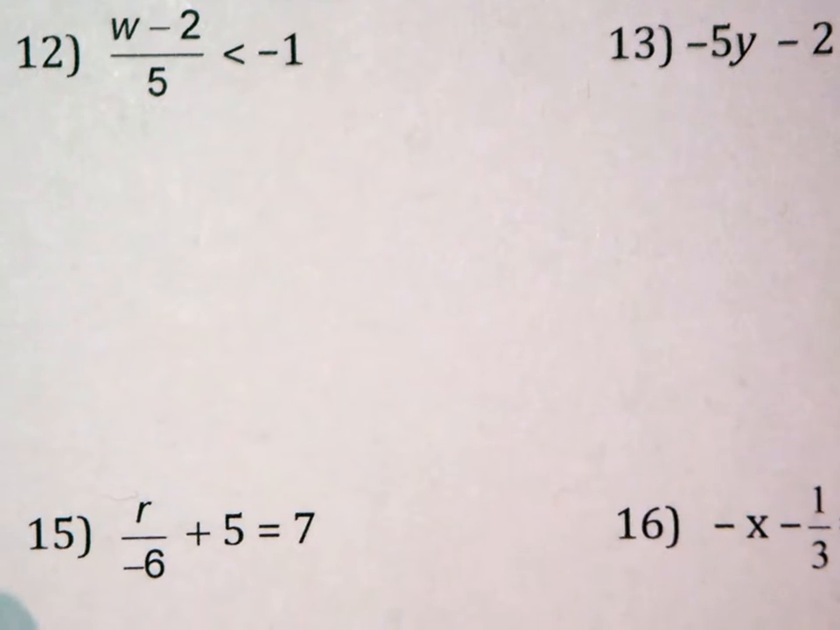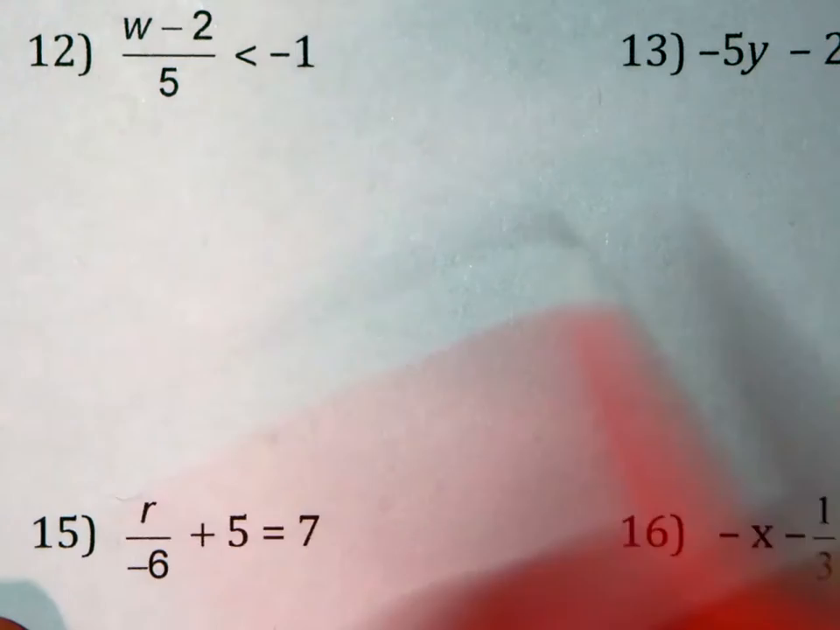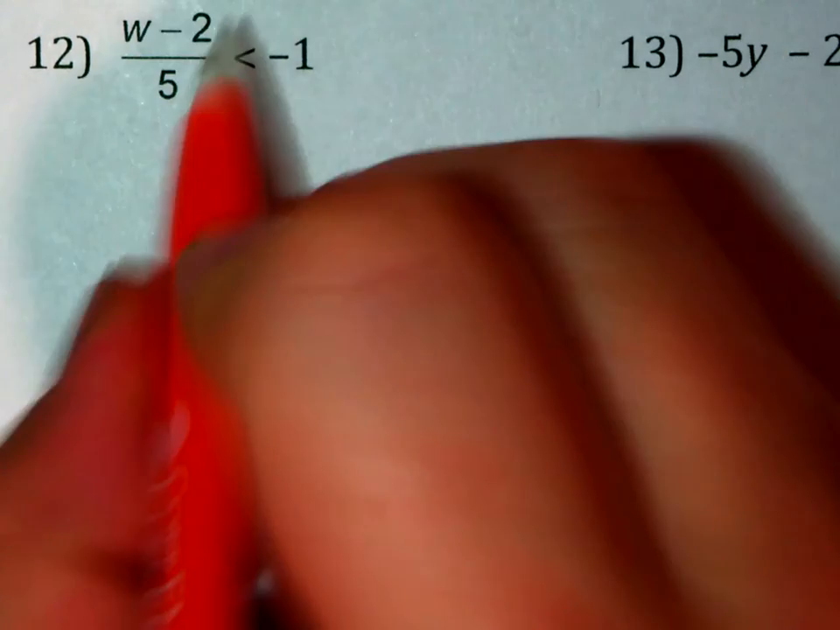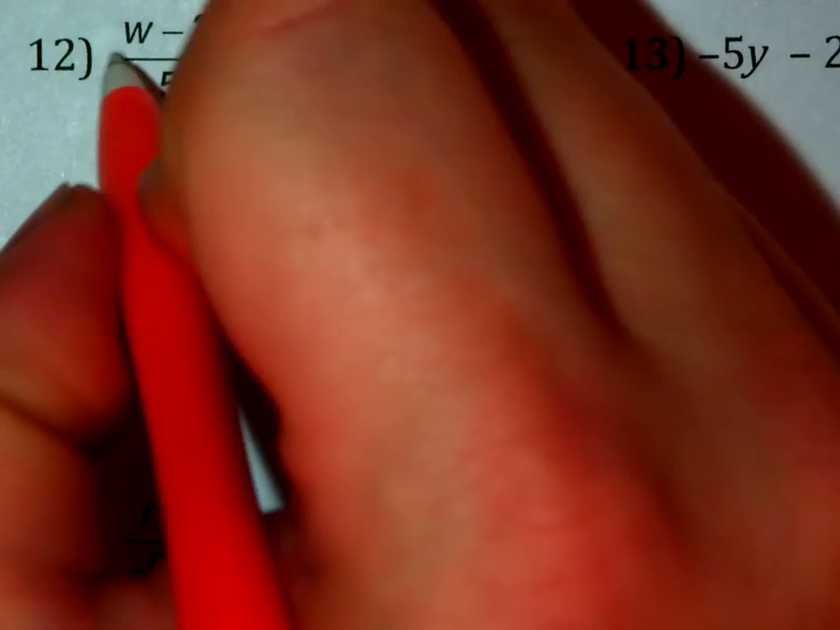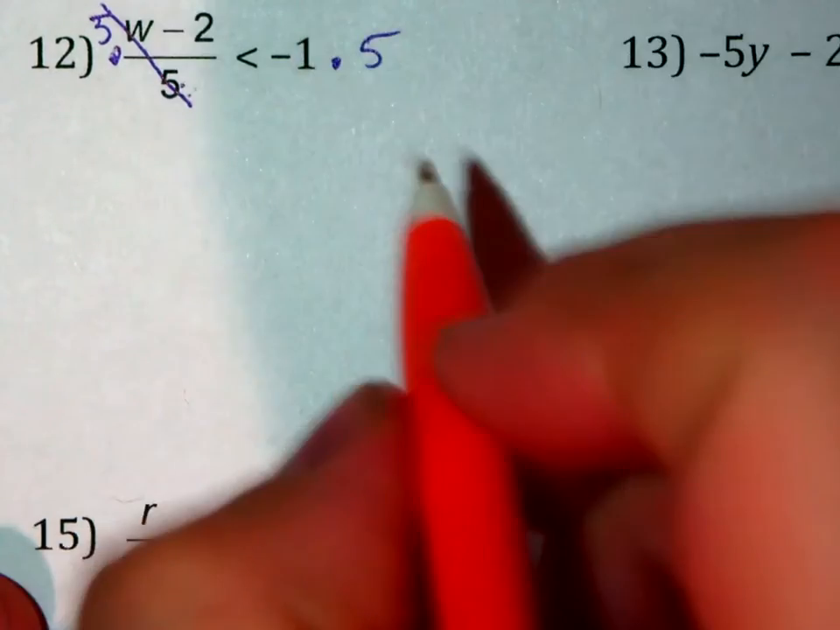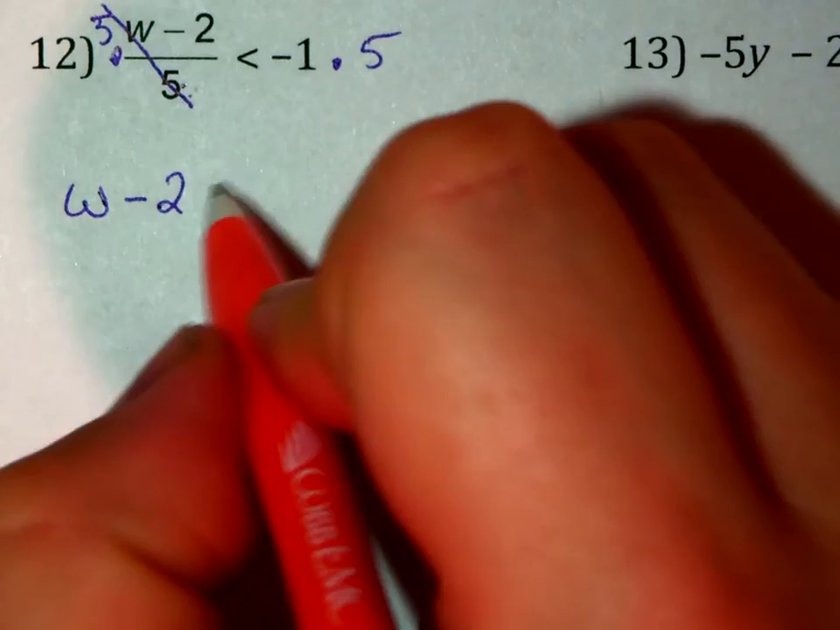Our next set of problems says to solve the equation or inequality, showing all work. Number 12, we have an inequality. And I know the first thing I need to do is get rid of this 5 in the denominator, separate it from my numerator, and I accomplish that by multiplying both sides of my expression by 5. 5 over 5 will simplify down and leave me with w minus 2 on the left side of my inequality.